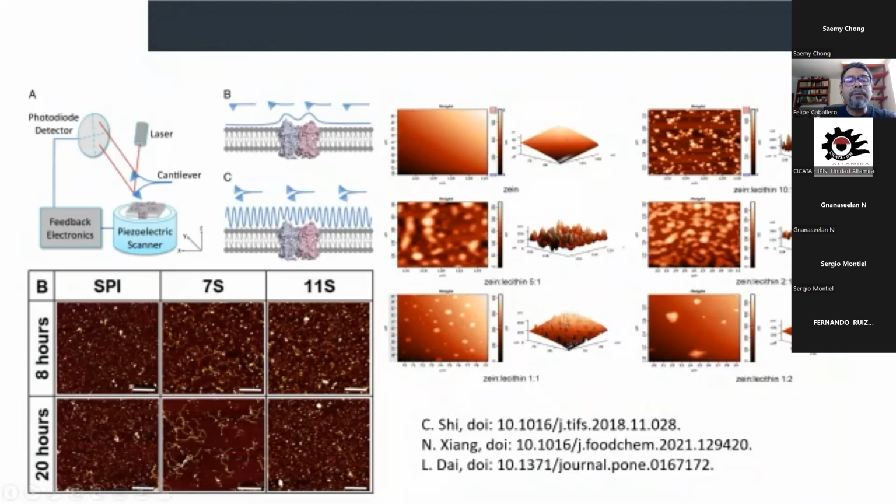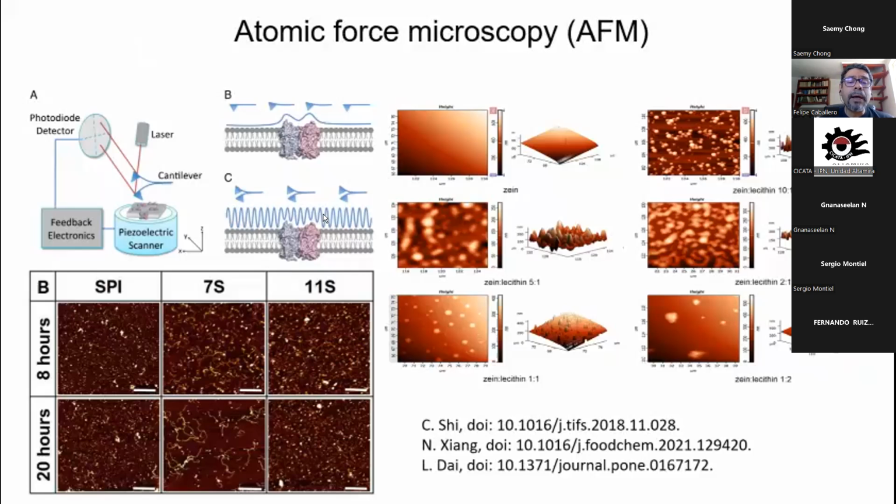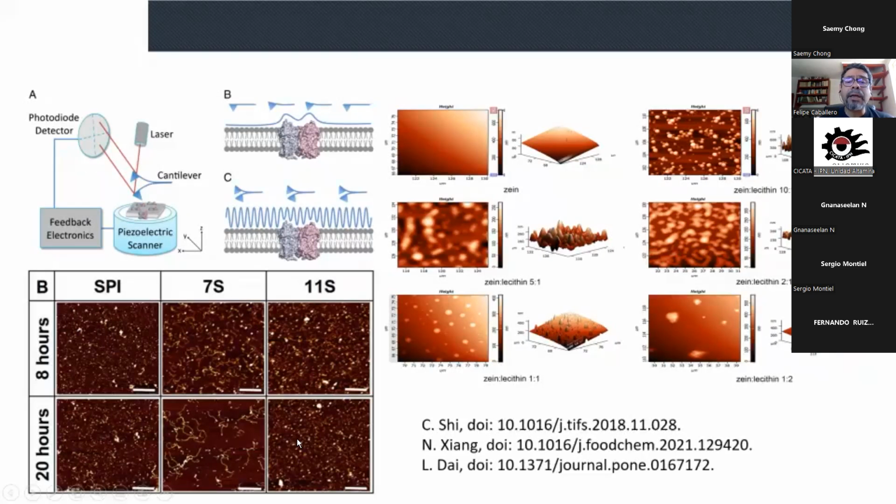So after moving the piezoelectric scanner, you can make a two-dimensional and three-dimensional map. For example, this has been very used for characterizing cellular membranes. In this upper left scheme, we have the vision of intramembrane proteins. So many proteins are inside the cellular membrane, so they can be imaged both by contact AFM or by tapping AFM. These are two examples on characterization of different plant-based analogs.